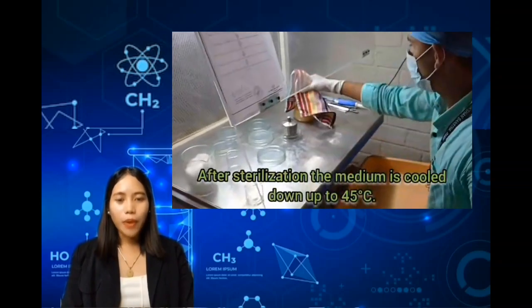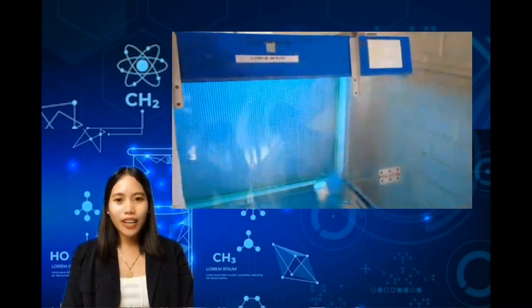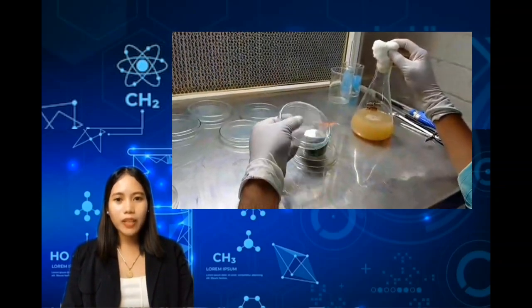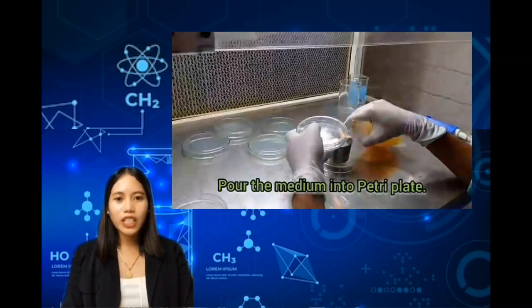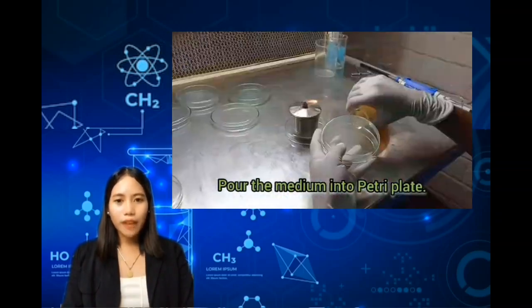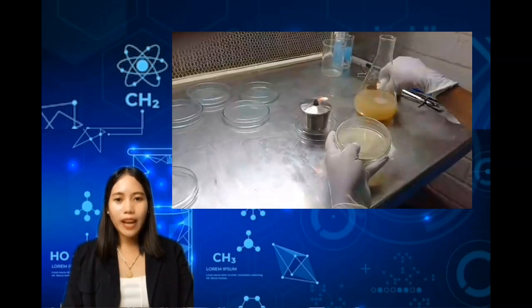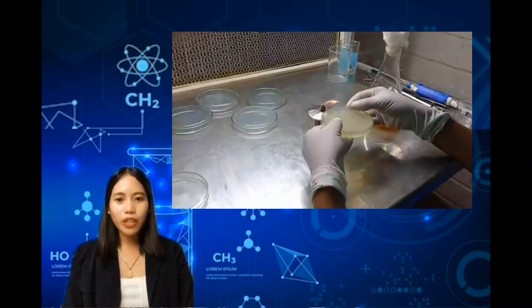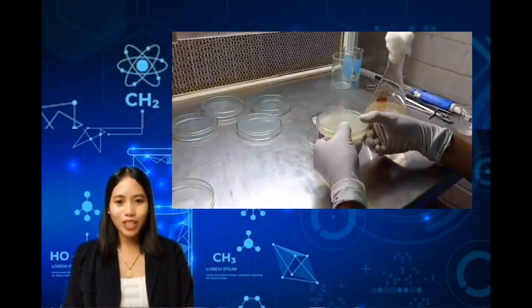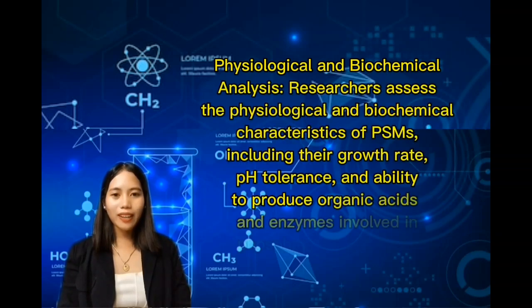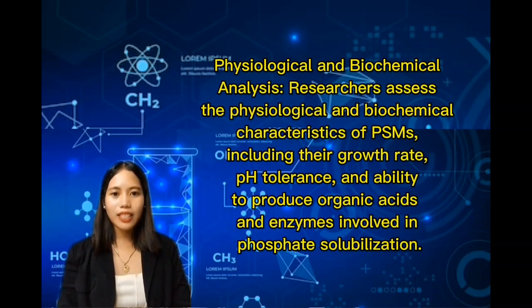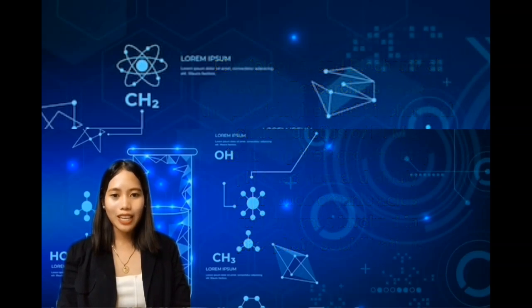Molecular techniques. Modern techniques like 16S rRNA gene sequencing and metagenomics are employed to identify and characterize PSMs at the molecular level. This allows for a more comprehensive understanding of the microbial community involved in phosphate solubilization. Physiological and biochemical analysis. Researchers assess the physiological and biochemical characteristics of PSMs, including their growth rate, pH tolerance, and ability to produce organic acids and enzymes involved in phosphate solubilization.